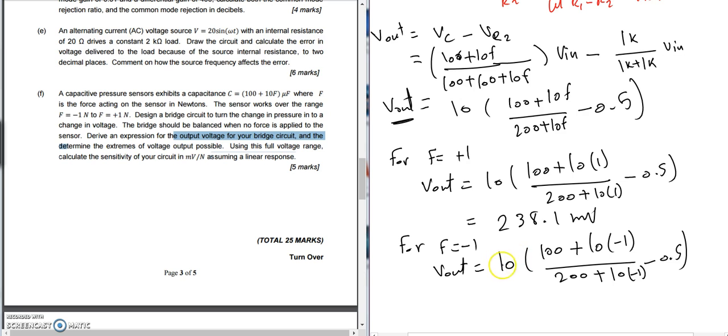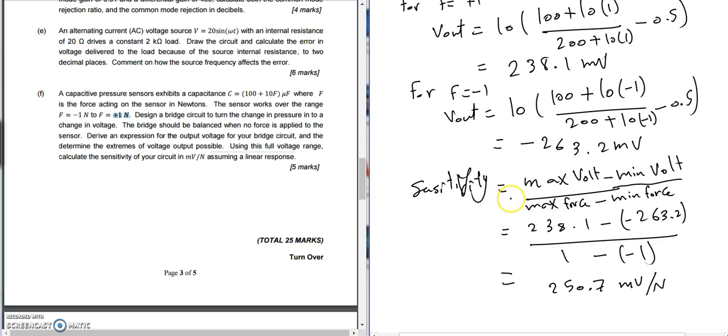By extreme we mean F takes values from -1, which is the minimum, to 1, which is the maximum. So substitute F equal to 1 and F equal to -1 in the same equation, and this is the answer. The maximum voltage you get is 238.1 megavolt, and the minimum is -263.2 megavolt.